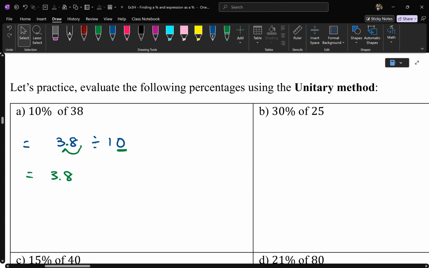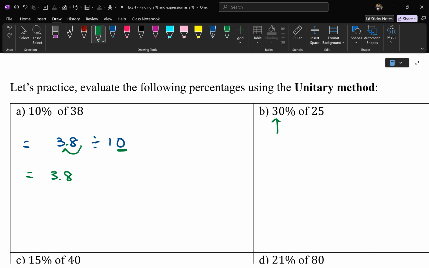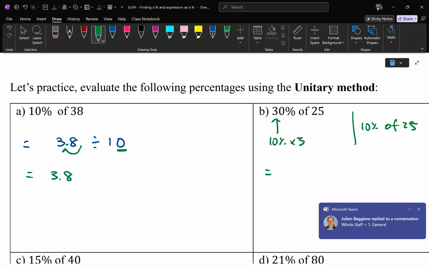Now 30%. No, I didn't teach you 30%, but notice 30% is just 10% times 3. That's what 30% means. So if you can find 10%, you can work out what 30% is. So let's do it again. What is 10% of 25 to begin with? Because I don't know how to do 30, but I can do 10.